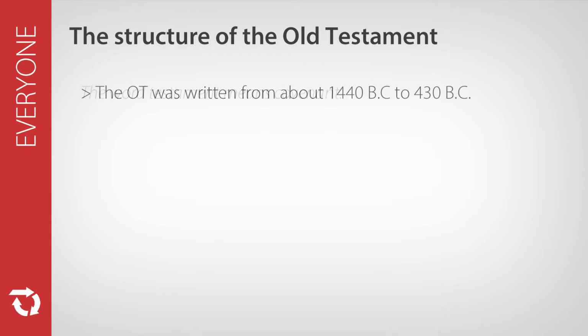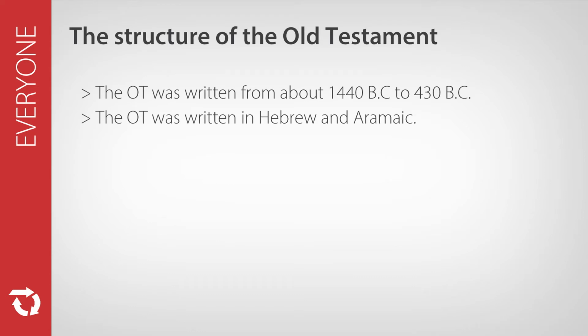Now, the Old Testament was written from about 1440 BC to 430 BC. Although we don't have exact dates, this is a pretty good estimate based on what we find in the books of the Bible. The Old Testament was primarily written in Hebrew, but a few portions were written in Aramaic.